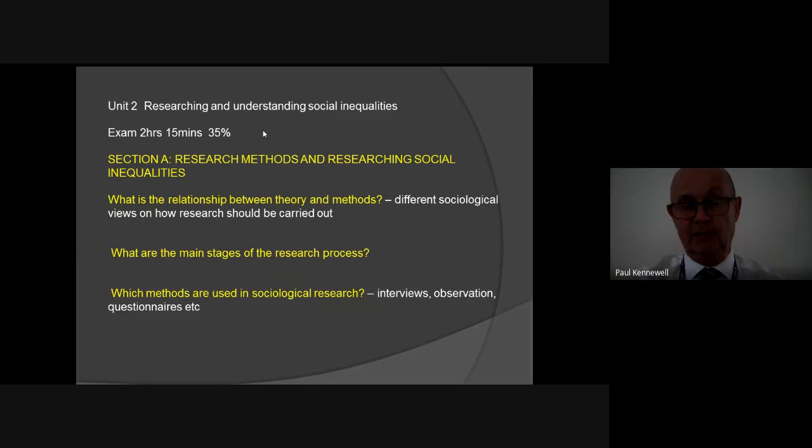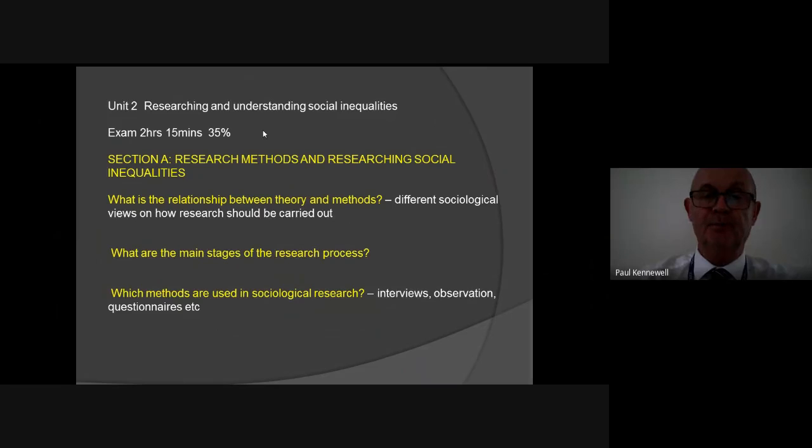Unit 2, which we normally cover in Year 12 as well, starts off by looking at research methods and inequalities. Sociology is built up of various types of research. So what we'd look at is how sociologists carry out their research, what guides them, and what methods they use, like interviews, observations, questionnaires, etc.